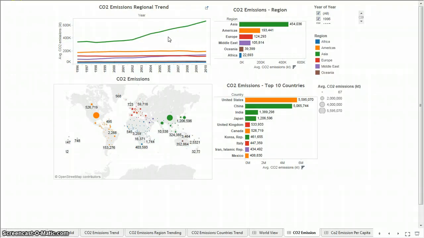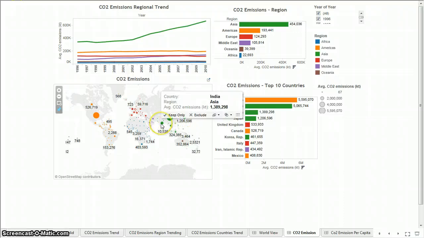CO2 emission. This dashboard gives the overall picture of the CO2 emissions in KT. Average CO2 emissions is increasing in Asia and the Middle East, represented in purple, and the rest of the regions seem to be fairly flat. Asia is the highest contributor, followed by America and Europe. The top 10 countries contribute to 72% of the total CO2 emissions. 4 countries from Asia are in the top 10, followed by America.